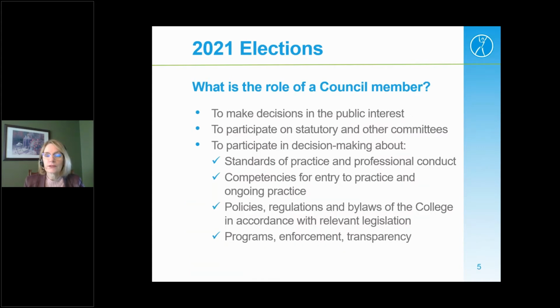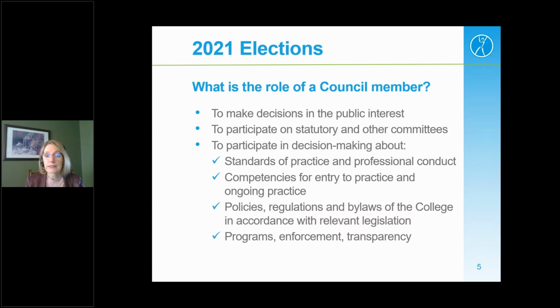So what are the roles of council members? It is very important that everything a council member does is in the public interest. That's different than being on an association, for example, where most of the things that are happening are in the interests of the profession. We are here for the public interest. One of the other things that council members do is participate on statutory and other committees. So not only are there council meetings that occur, but there are also committee meetings that help the college run.